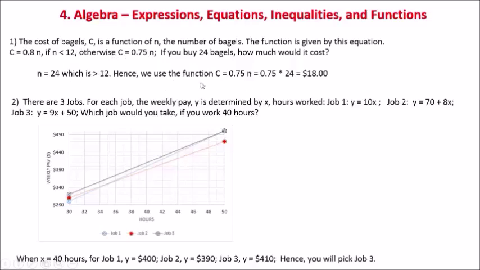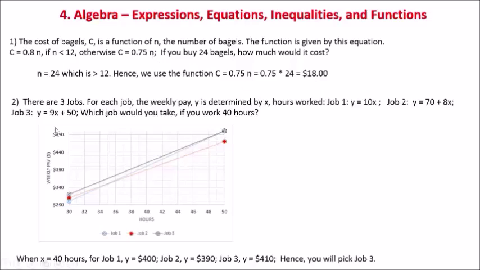24. So that means that you have to use the cost function C equal to 0.75 times n. Okay. So in this case, 0.75 times, you just plug in, instead of n, you plug in 24. So 0.75 times 24 is $18. So you would pay $18 when you buy 24 bagels, okay?